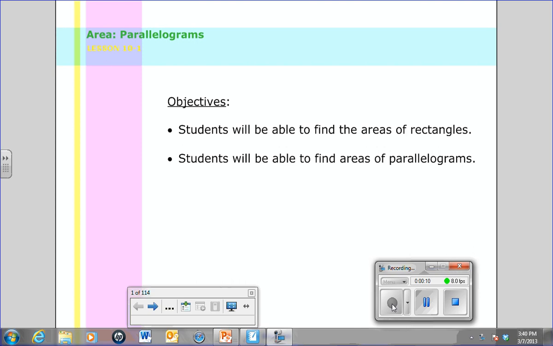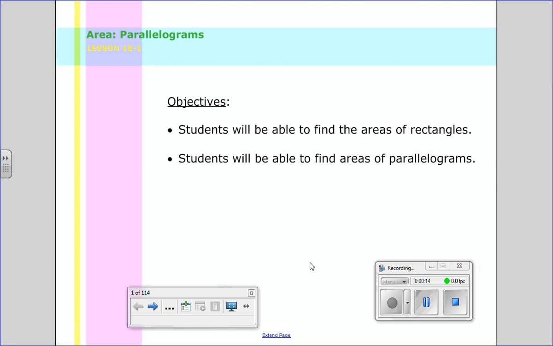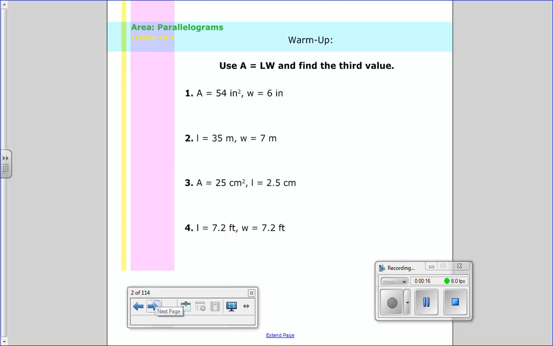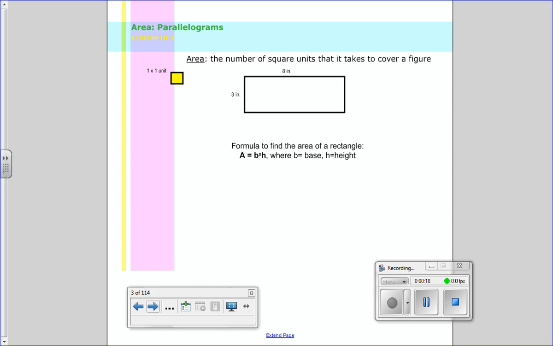So our objectives: you're going to be able to find the area of rectangles, and you're also going to be able to find the area of parallelograms. So we're going to go ahead and get started. First, what is area? When we talk about area, it's the number of square units, meaning a 1 by 1, so 1 square unit, that it takes to cover a figure.